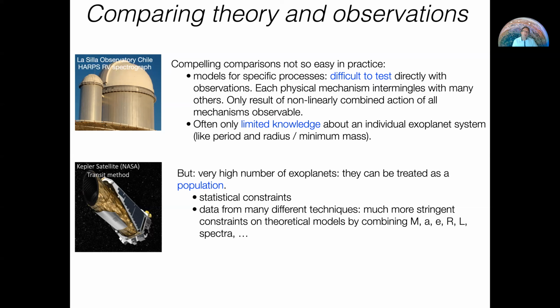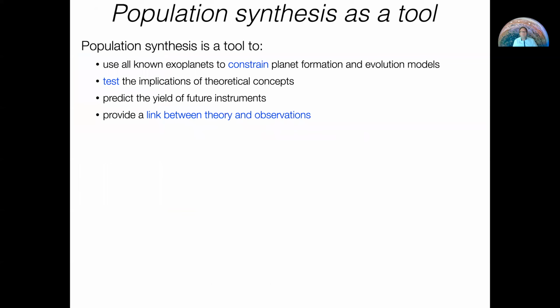So we get constraints, not only, as in the beginning, maybe from minimum mass and period from radial velocity. We also have radii, we have magnitudes, we have atmospheric compositions, we have spectroscopy, and all of that. So we have many different constraints that ideally we put together. But what we now need is a tool to use this wealth of constraints. And this is where population synthesis comes in.